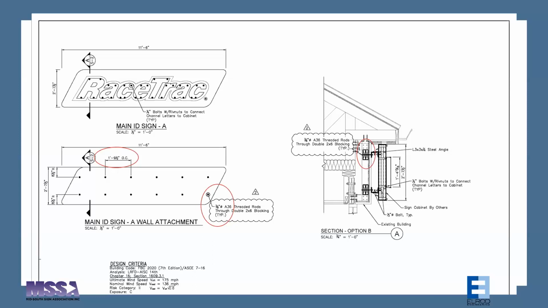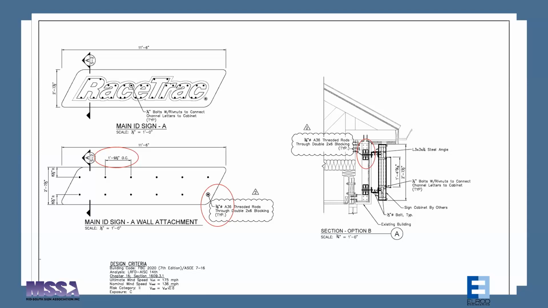But what is really trying to be conveyed there is evenly spaced attachments, because the load from the sign is being distributed and the analysis is actually based on a certain percentage of the load going to each connection. So evenly spacing those attachment points and knowing how many attachment points there are that the engineer specified is important as well.